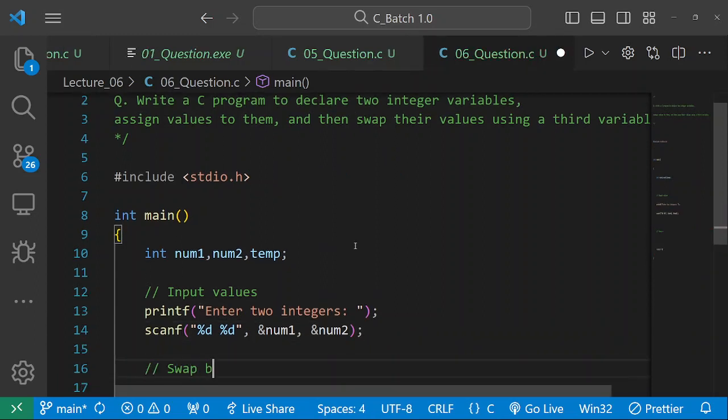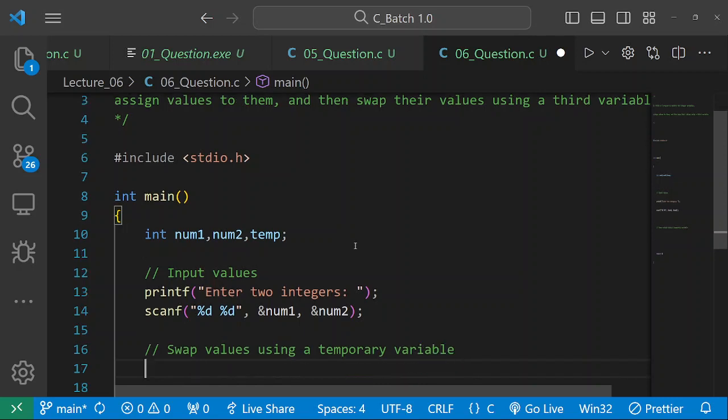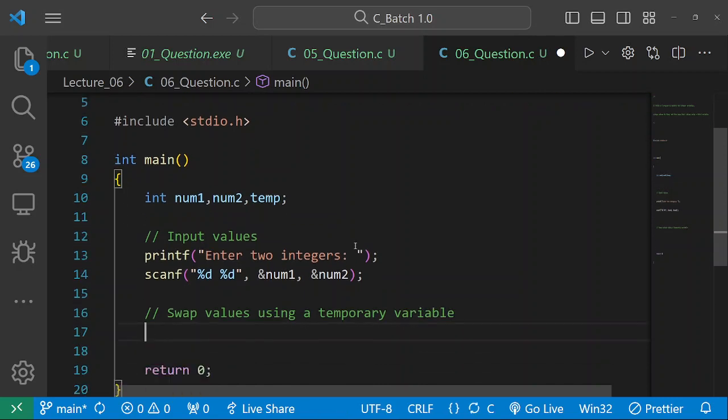Swap values using a temporary variable. You need to swap the values using your temporary. What is your temporary variable? Simple logic, not any big deal. Let's focus here now. Everyone focus here.